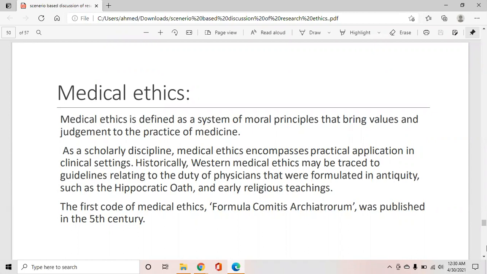Medical ethics is defined as a system of moral principles that bring values and judgment to the practice of medicine. As a scholarly discipline, medical ethics encompasses a practical application in clinical settings. Historically, Western medical ethics may be traced to guidelines relating to the duty of physicians that were formulated in antiquity, such as the Hippocratic Oath and early religious teachings.